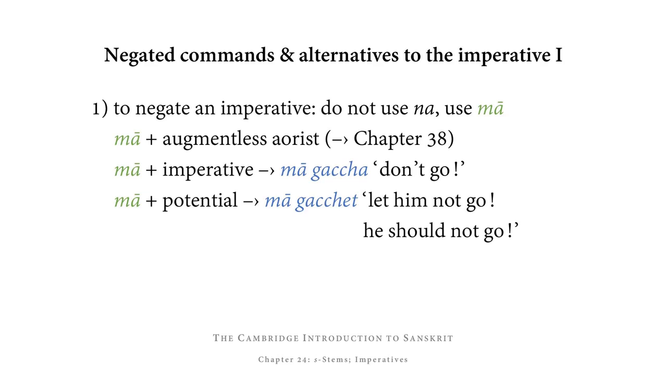In Sanskrit, on the other hand, negated commands can be expressed using the imperative, but much more frequently are expressed in other ways, namely, always by means of the little particle mā, which means don't, and that is then combined either with an augmentless aorist, which is something we will be introduced to in chapter 38, mā plus actually an imperative, so for example, mā gaccha, don't go, or also mā plus a potential form, so for example, mā gacchet, may he not go, let him not go, he should not go.